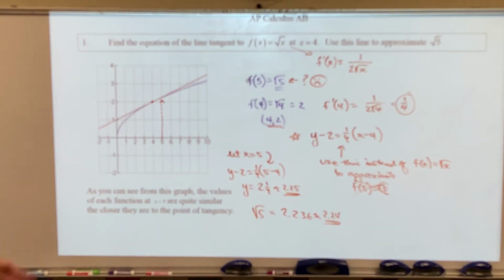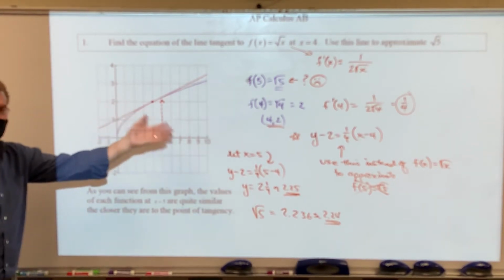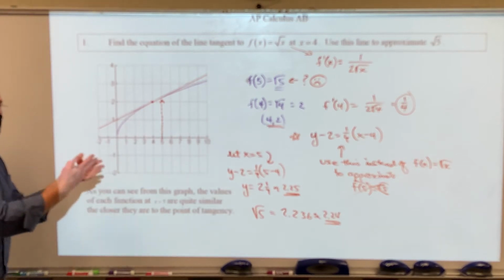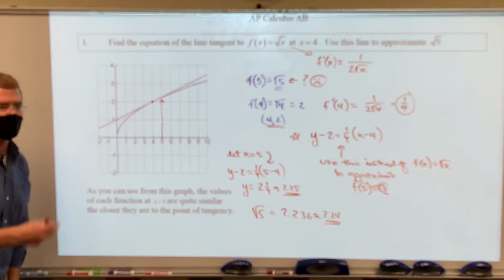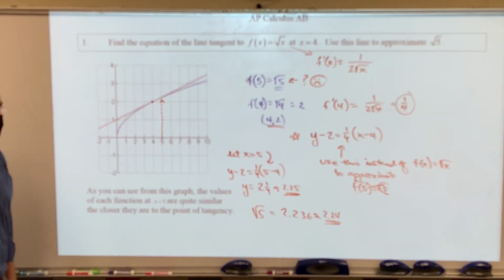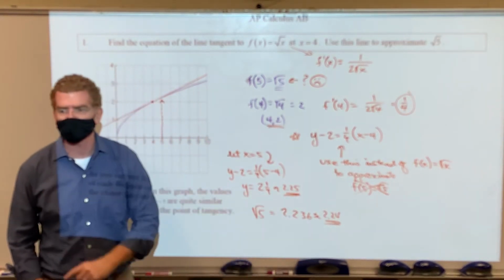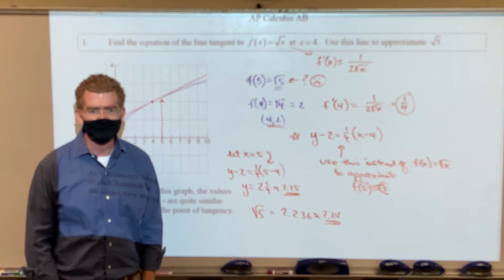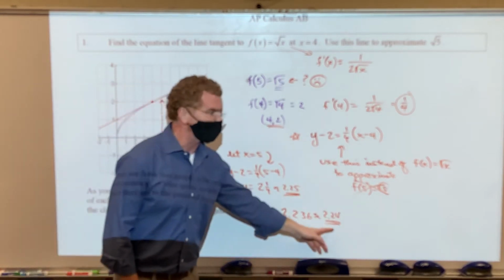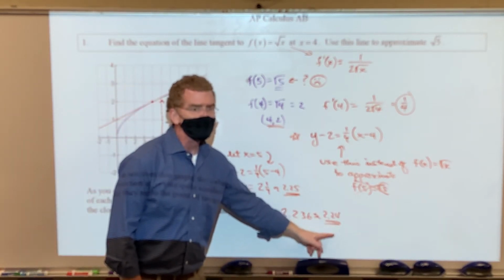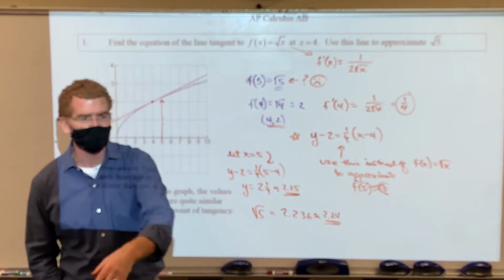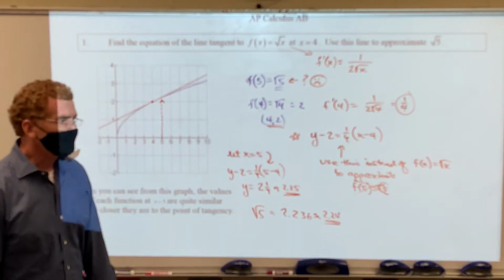I was looking over this last night. But this is using a tangent line to approximate. Now, if you were to go to your calculator on an AP test and type it in there and get 2.24 and circle 2.24, you're going to miss it. Even though your answer is closer to the real value, you didn't use a tangent line to approximate it. So we need to use it.